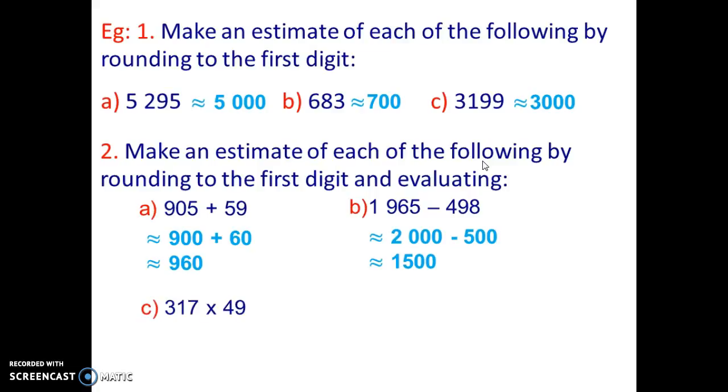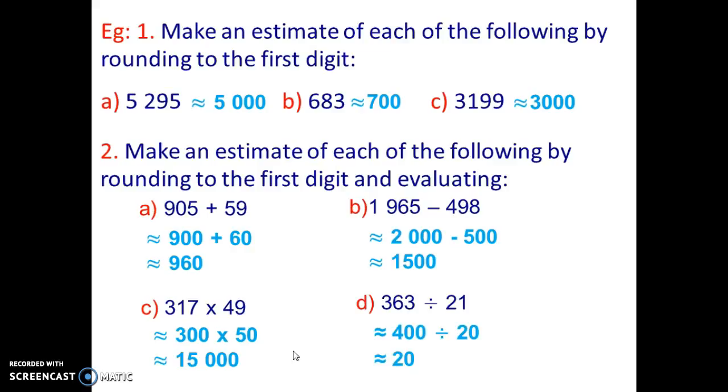For a multiplication question like that, we would say for this one, 300 times 50, rounding each one to the first digit and then going 3 5s are 15, and then I've got 1, 2, 3 zeros in my question, so 3 zeros in my answer. For the next one, it would be 400 divided by 20, so I can cancel down the zeros, and I just work out 40 divided by 2 is 20.